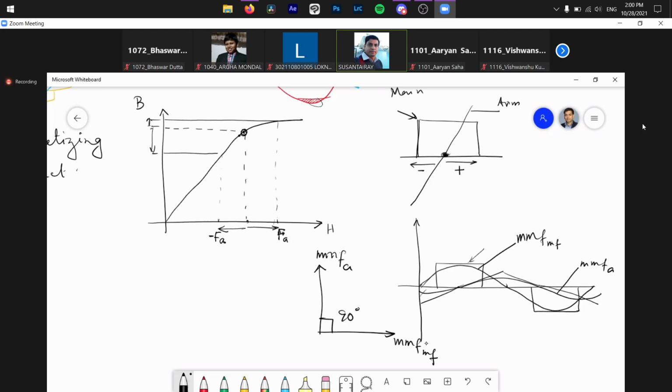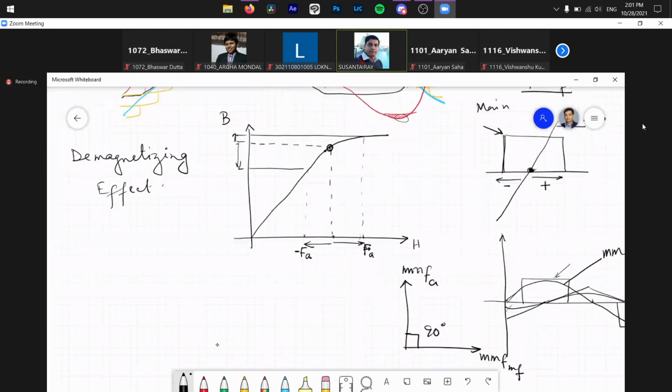For the non-sinusoidal wave, we can't draw the phasor, because to be a phasor, it should be sinusoidal. So therefore, I have taken only the fundamentals of the main field MMF and of the armature MMF. Their phase relation is 90 degrees. So therefore, they are called cross magnetizing. So generally, for DC machines, the armature reactions are cross magnetizing, but at the same time, they are demagnetizing. Why? I have explained that just before.